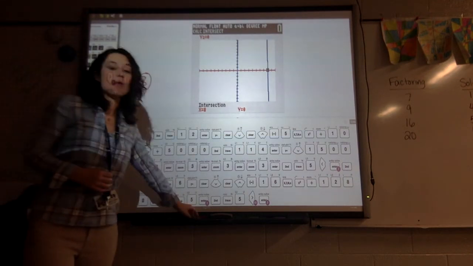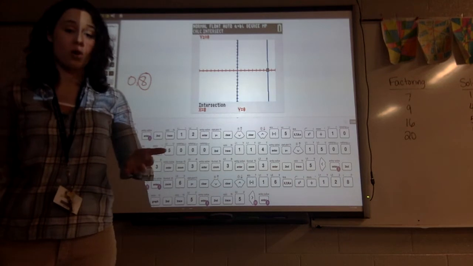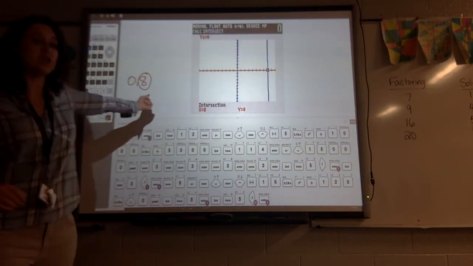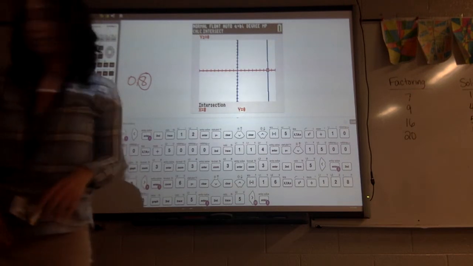So something to keep in mind with word problems, even though, yes, they're still going to have two answers because they're a quadratic, you may only actually need one of them. That's where you've got to pay attention to the context of the question.